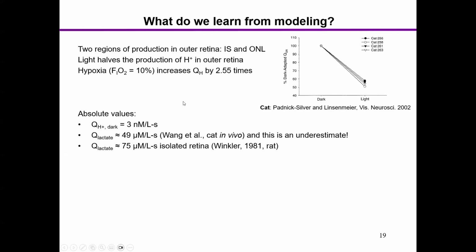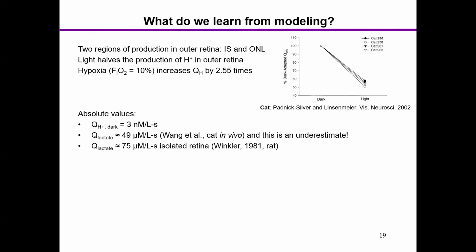And the absolute values that we get are pretty interesting. So we think we've done the modeling correctly. We checked this many, many times. And the hydrogen ion production in the dark is only about 3 nanomoles per liter per second. So this is the net effect of all those gains and losses.